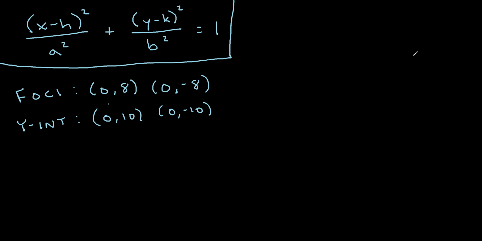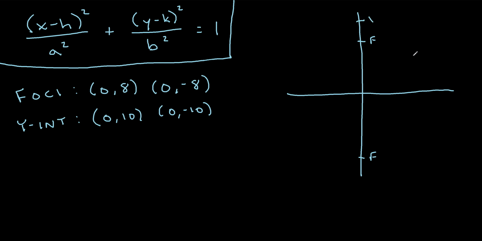Let's say we have some ellipse where the foci are located at (0, 8) and (0, negative 8), and the y-intercepts are located at (0, 10) and (0, negative 10). When we're doing these types of problems, it helps if we can create a graph to visualize the situation. So we'll say the foci are at (0, 8) and (0, negative 8), and the y-intercept is at (0, 10) somewhere up here, and the other y-intercept is at (0, negative 10), somewhere down here.